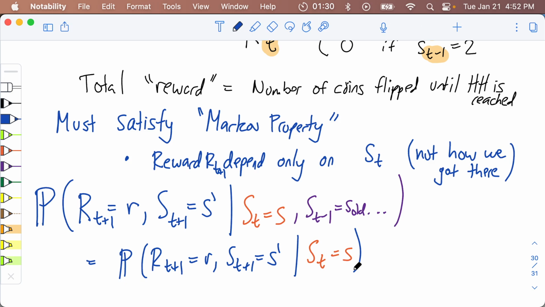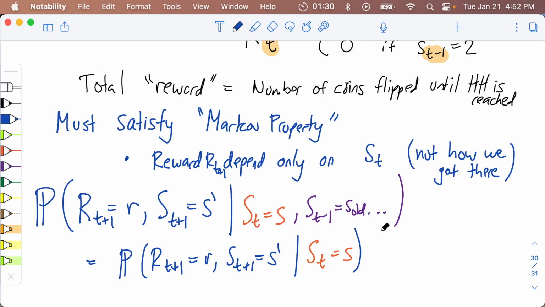And this is just saying if you know you're at state S, that's the only thing that matters. How you got there doesn't matter. All the information is contained in the state S. Okay, that's the Markov property for the reward. Any questions about this one? It's a bit of a technical statement.